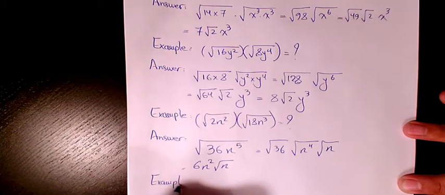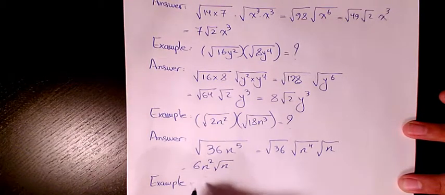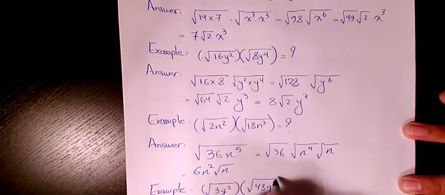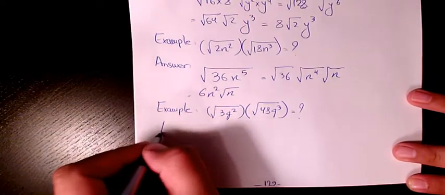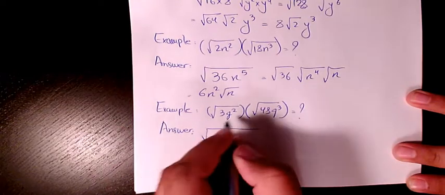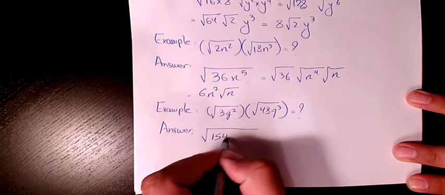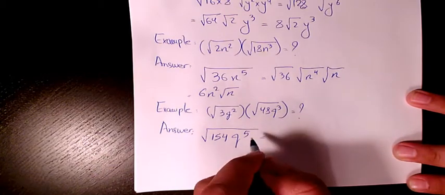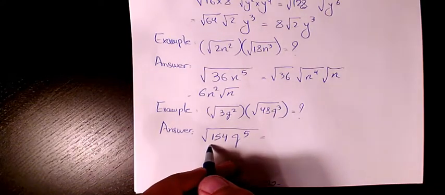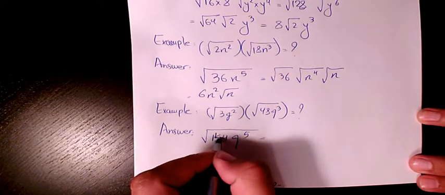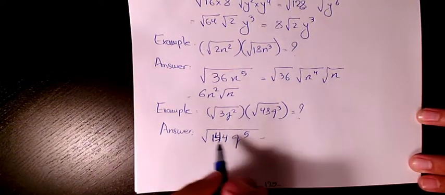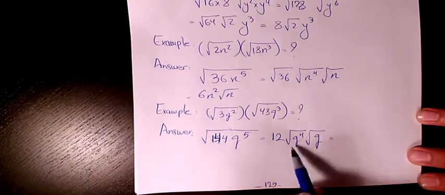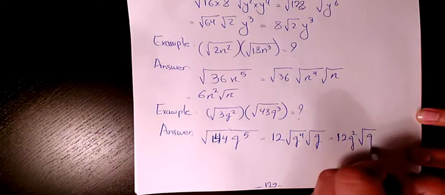Next example is square root of 3q squared times square root of 48q cubed. The answer is 3 times 48 is 144. Q squared times q cubed is going to be q to the power of 5. 2 plus 3 is 5. Actually, that one is 144, not 154, 144. So we have square root of 144 is 12. And q to the power of 5, I can change it to q to the power of 4 times q. Square root of q to the power of 4 is going to be q squared. And then we have square root of q.